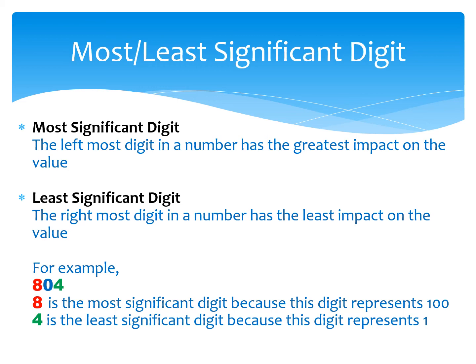For example, assume we have a number 804. 8 is the most significant digit because this digit represents 100. If we change 8 to 6, the value is reduced by 200, not 2. 4 is the least significant digit because this digit represents 1. If we change 4 to 2, the value is reduced by 2.